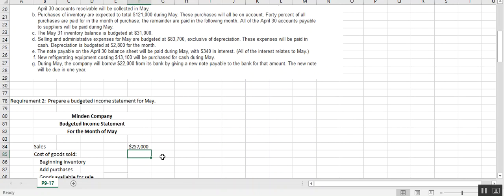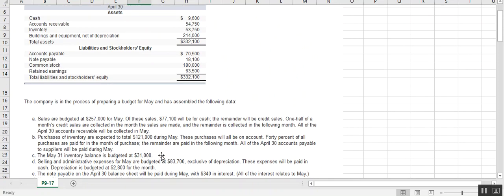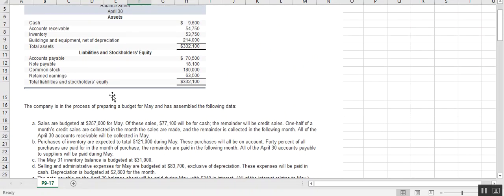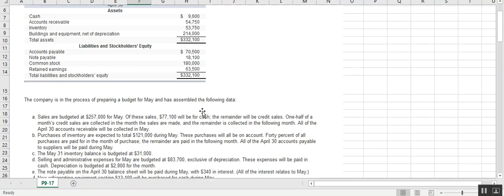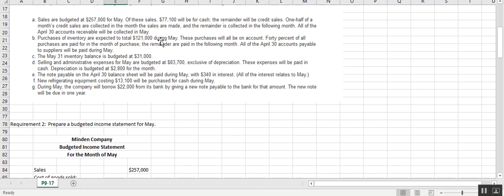So let's see what we got about inventory. Our beginning inventory should be on our balance sheet from April, because whatever was the ending in April should be the beginning in May. So there's $53,750 in beginning inventory. We're going to add our purchases, which were $121,000, and that's listed in item B.